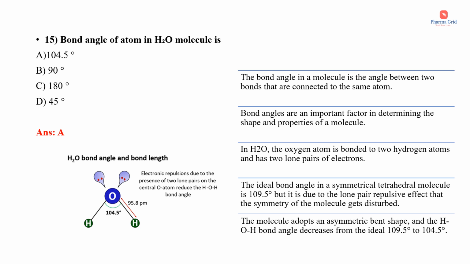In water, the oxygen atom is bonded to two hydrogen atoms and has two lone pairs of electrons. The ideal bond angle in a symmetrical tetrahedral molecule is 109.5 degree, but it is due to the lone pair repulsive effect that the symmetry of the molecule gets disturbed, so the molecule adopts an asymmetric bent shape and the HOH bond angle decreases from the ideal 109.5 degree to 104.5 degree.